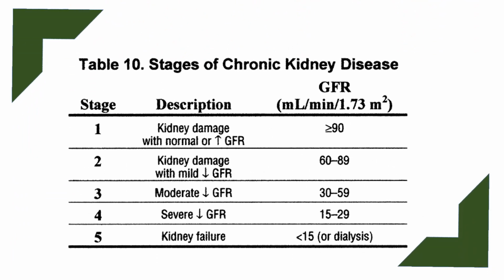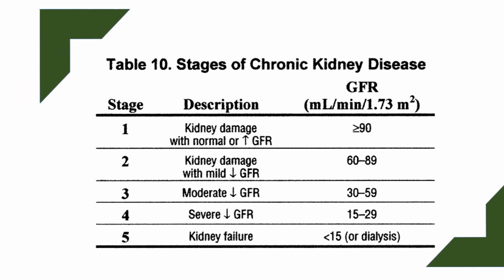So, we can stage chronic kidney disease, or CKD, into 5 stages according to the GFR. We call it stage 1 if the GFR is more than 90, and stage 2 if it is between 60 and 89, and so on and so forth. It's important to remember these values because the management varies according to the stage at presentation.